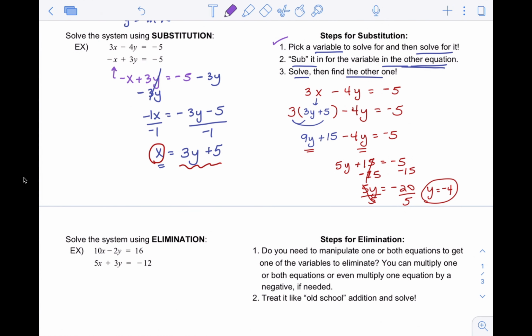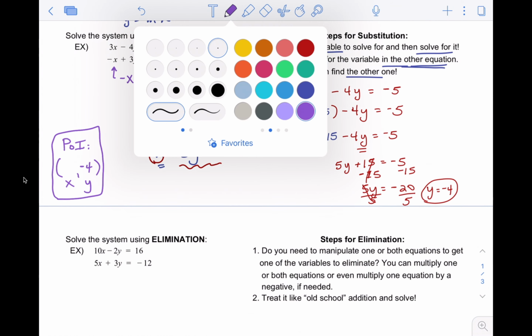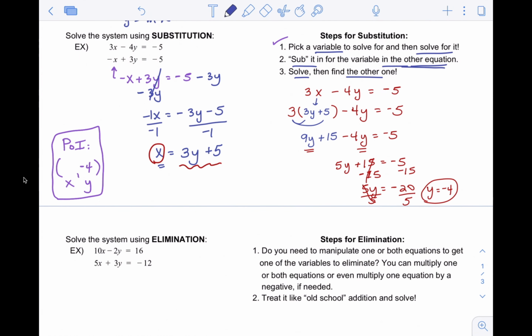So if my answer is the point of intersection, the POI, and that is an x and a y, you just found out that the y is negative 4. Make sure you put it in the correct spot. That's the y, so put it in the second part of the ordered pair. It happens all the time. Watch out for that mistake. Don't accidentally put that in the wrong spot.